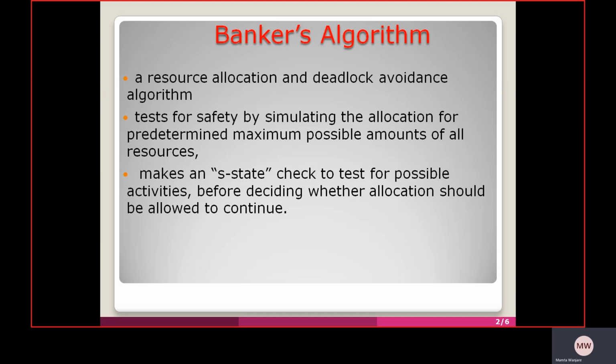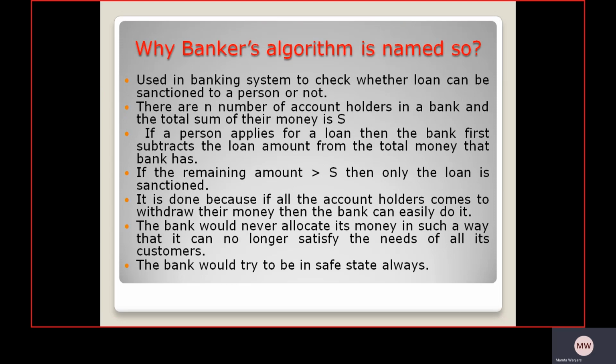Let us see what the Banker's algorithm is and why it is required. It is a resource allocation and deadlock avoidance algorithm. Whenever deadlock may occur, to avoid that we go for the Banker's algorithm. It is a test for safety by simulating the allocation for the predetermined maximum possible amount of all resources. It makes a safe state check, a test for possible activities, before deciding whether allocation should be allowed to continue.